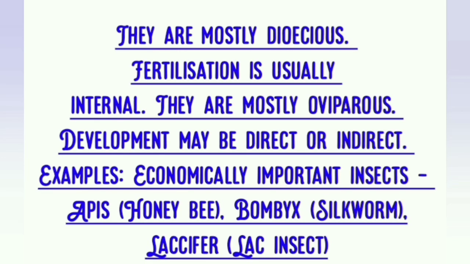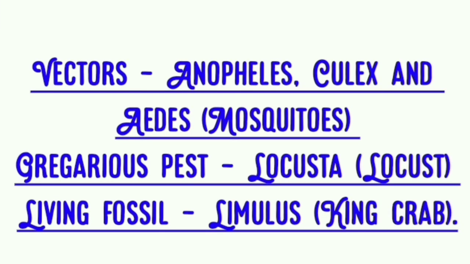They are mostly dioecious. Fertilization is usually internal. They are mostly oviparous. Development may be direct or indirect. Examples: economically important insects: Apis, honey bee; Bombyx, silkworm; Laccifer, lac insect. Vectors: Anopheles, Culex and Aedes, mosquitoes; gregarious pest Locusta, locust; living fossil Limulus, king crab.